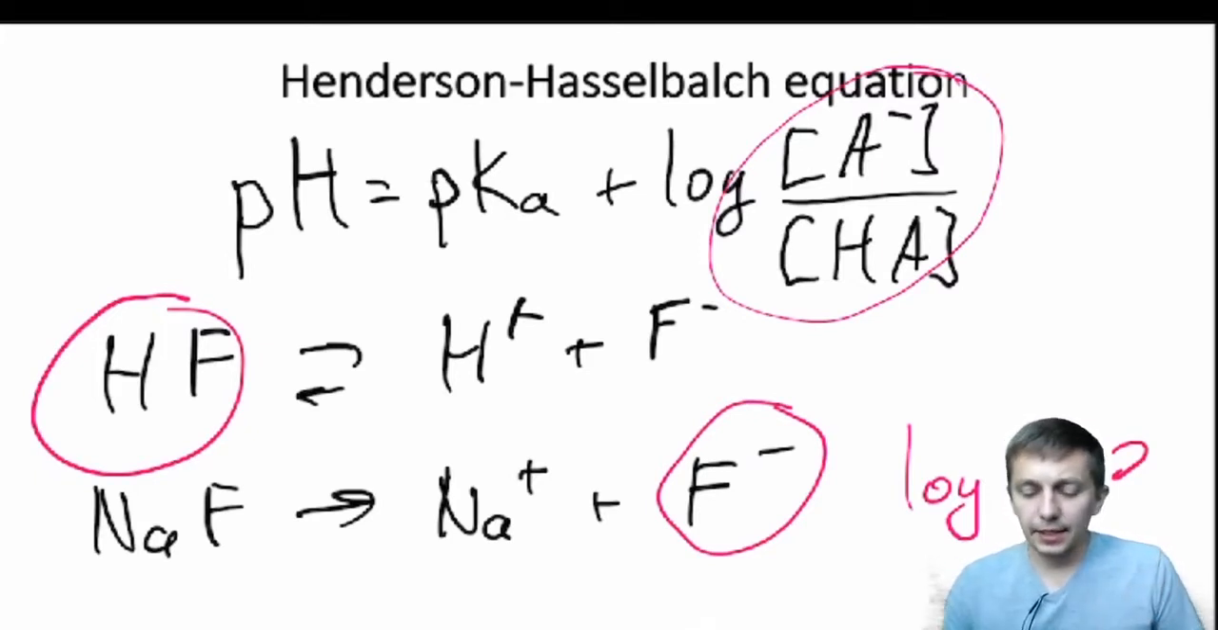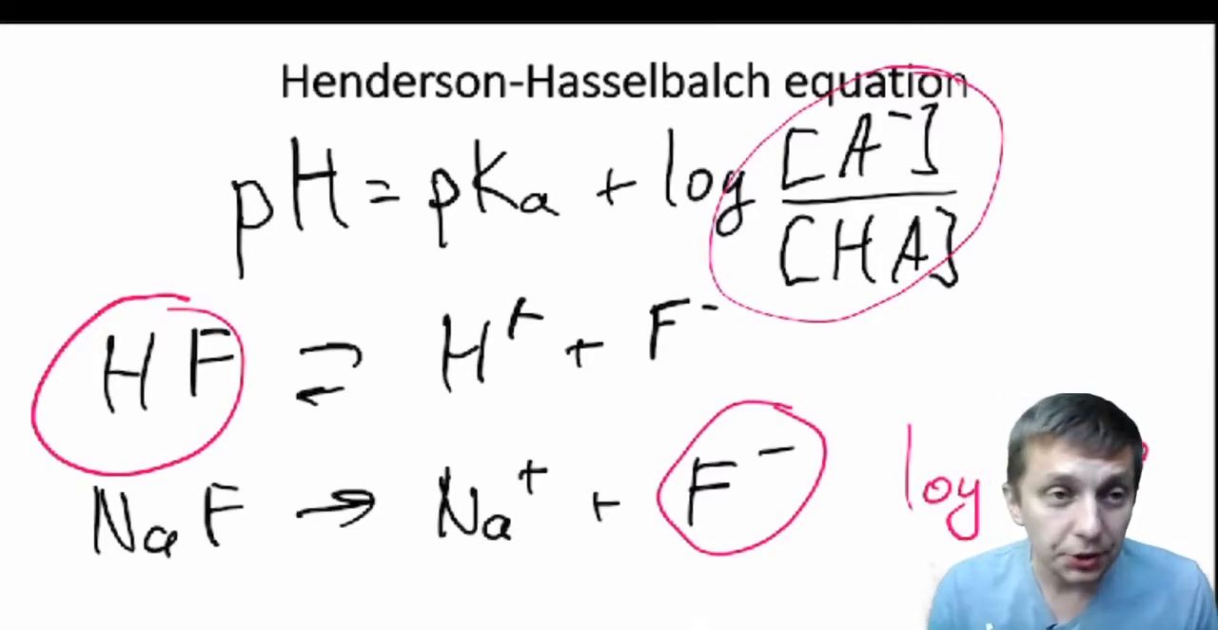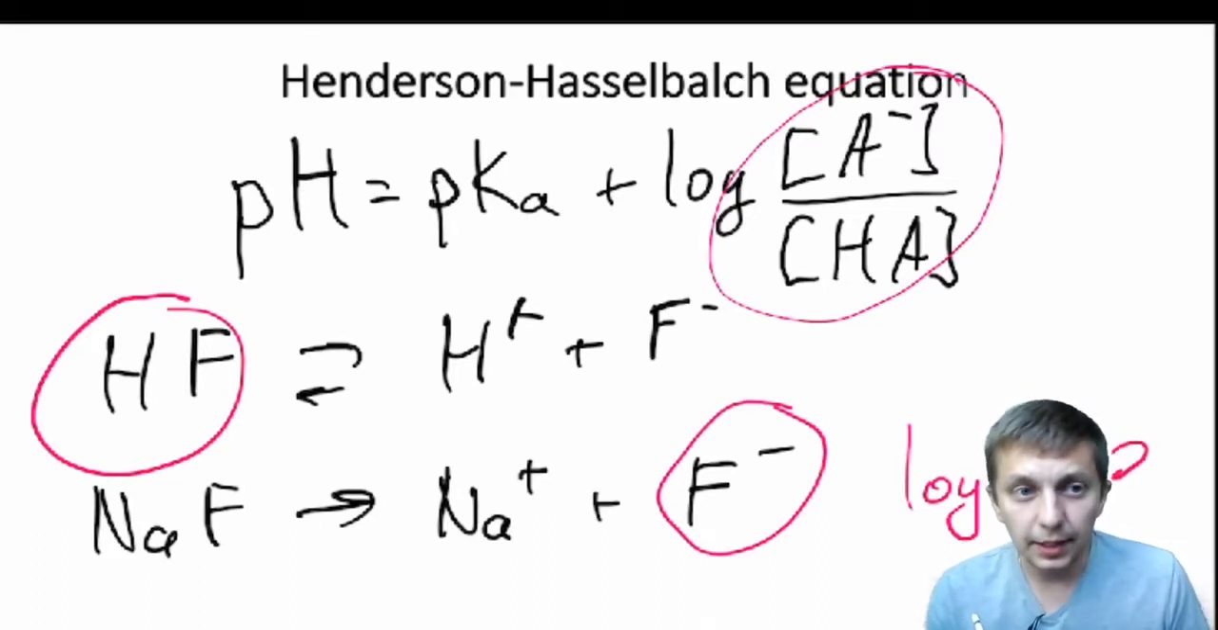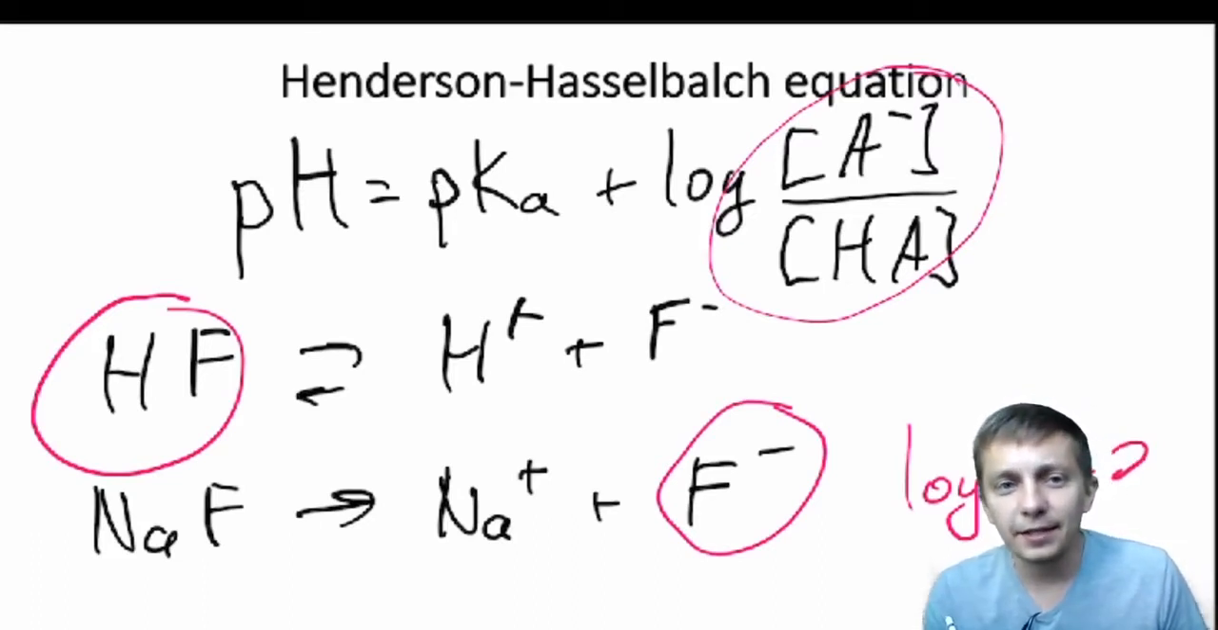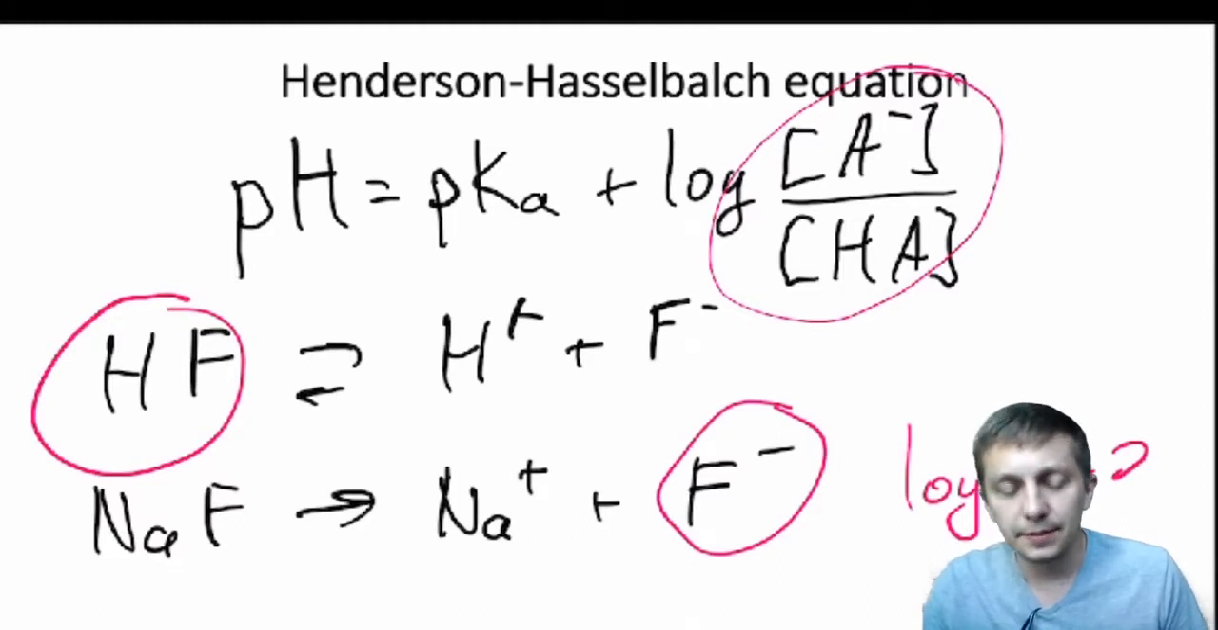Even if you forget the Henderson-Hasselbalch equation, what's very important is: pH equals pKa if the concentration of the weak acid equals the concentration of the conjugate base.